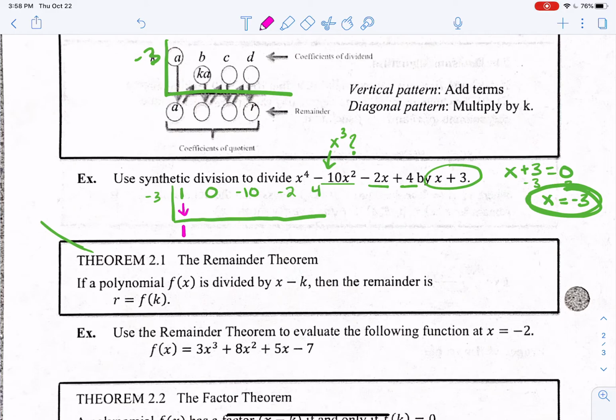And then what I'm going to do is I take the negative 3 and I multiply by the 1 to get this number here. Negative 3 times 1 is negative 3. And then I add these two. 0 plus a negative 3 is negative 3. And then I multiply again. Negative 3 times negative 3 is a positive 9. Then I add these guys. Negative 10 and positive 9 makes negative 1.